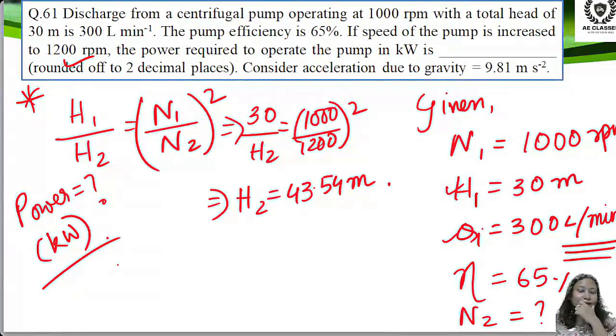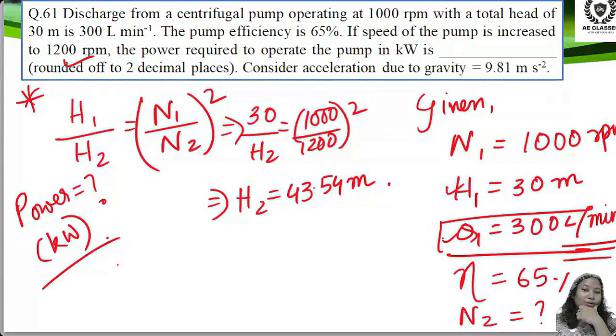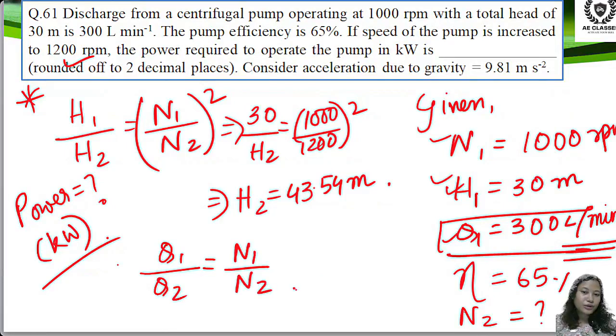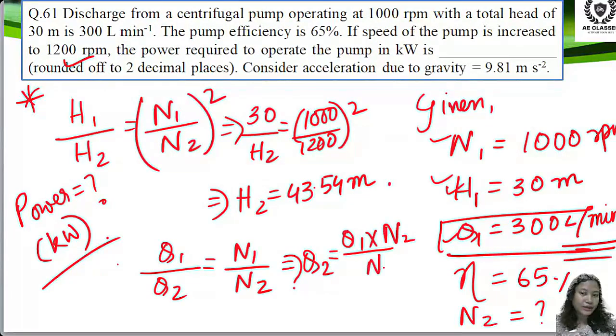Now one more parameter is given here, Q, isn't it? Now how to relate this Q to the rest of the things like the head and the speed? There is a particular formula for this as well, that is given by Q1 by Q2 is equal to N1 by N2. Okay, Q1 by Q2 is equal to N1 by N2. So now using this formula, just solve for Q2. Q2 is Q1 into N2 by N1.